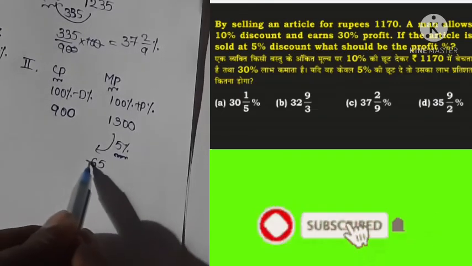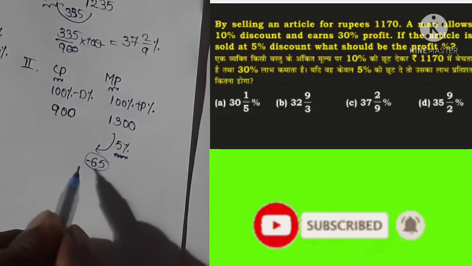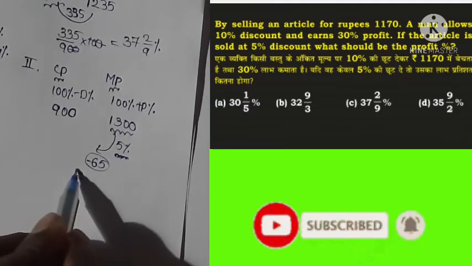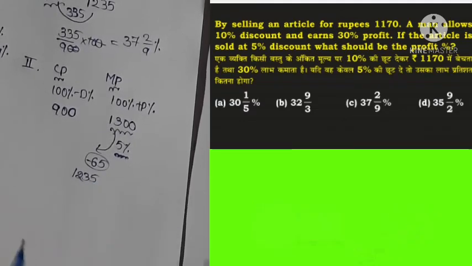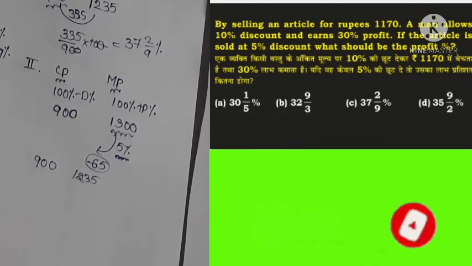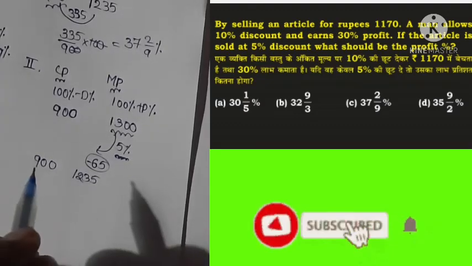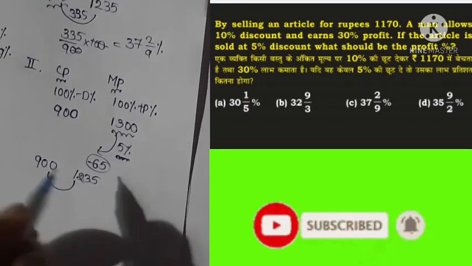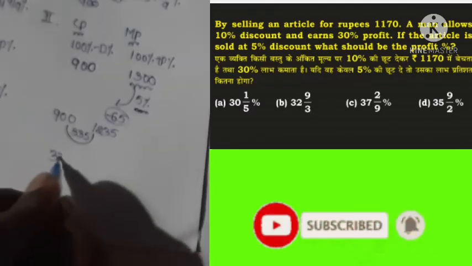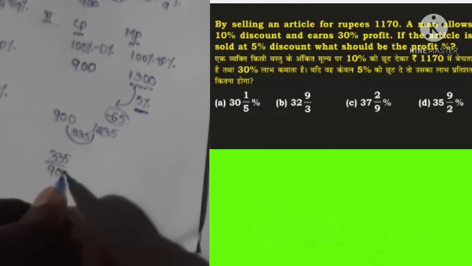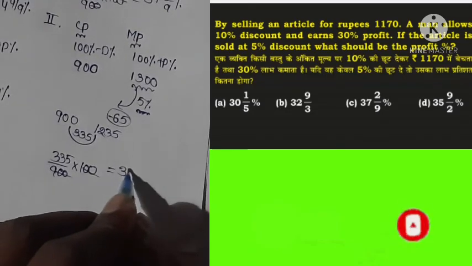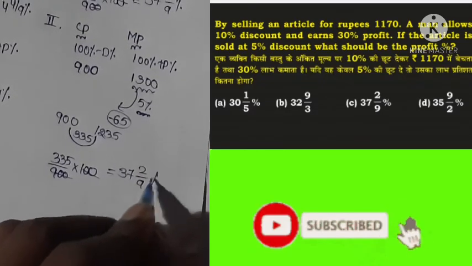So after allowing a discount, the selling price is 1300 minus 65. So value is 1235. Here the cost price is 900. So what should be the profit percentage? So profit is 335 rupees for 900. So 335 by 900 into 100. So 2 zeros cancel. Value is equal to 37 2 by 9%.